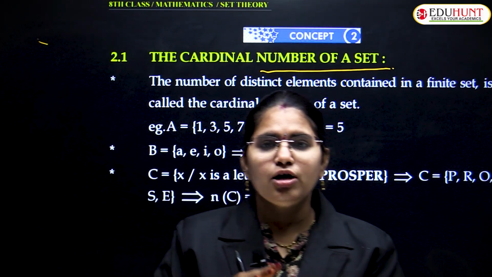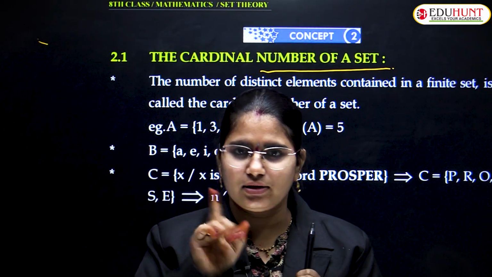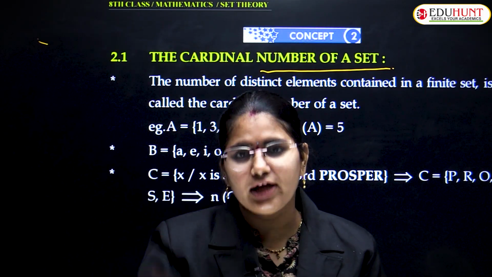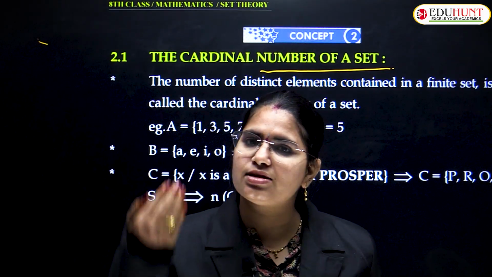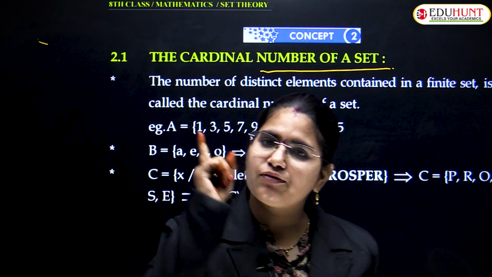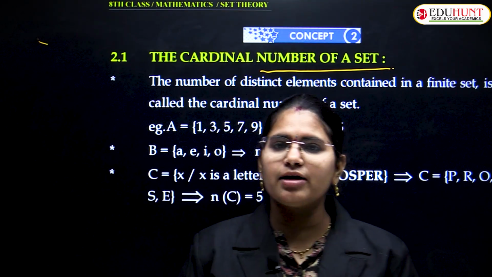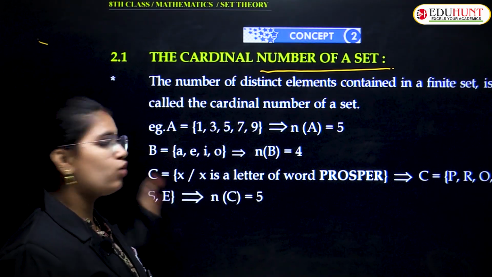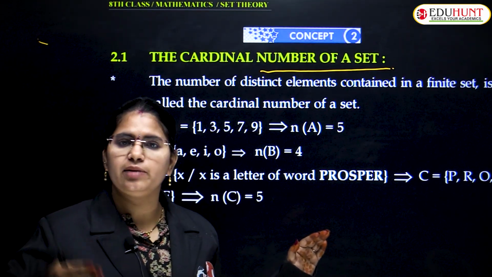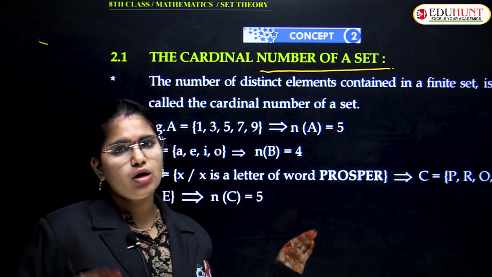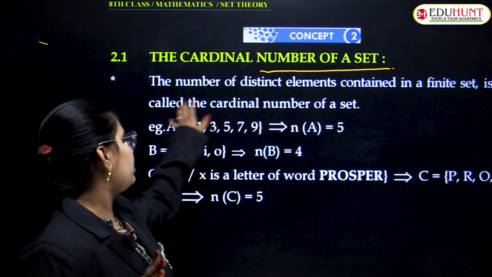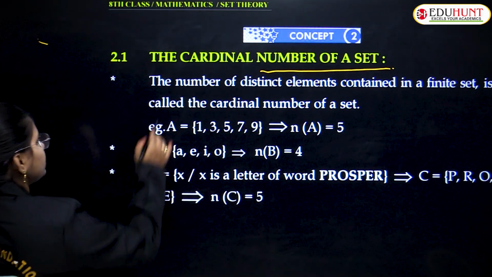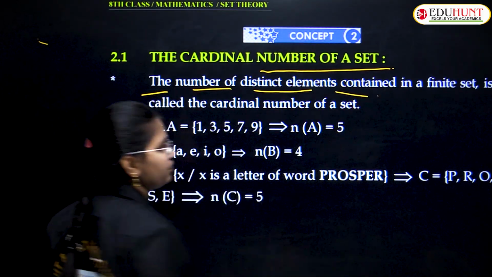Cardinality is nothing but you express the elements of a set, correct? Cardinality is nothing but counting the number of elements in the set. How many elements exist in the set? That is defined as cardinality. Am I clear? So, I'll define the cardinality of a set. The number of elements in a set is called cardinality, correct? So, the number of distinct elements contained in a finite set is nothing but cardinality, correct?